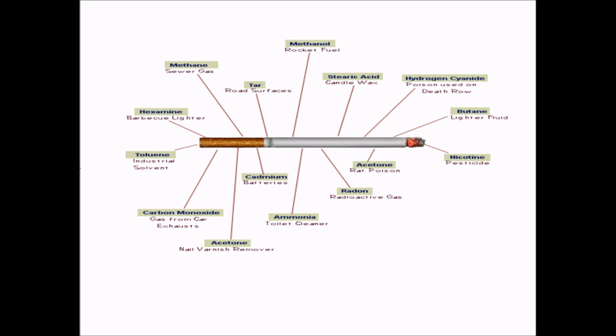Toluene, which is an industrial solvent. Hexamine, which is used in barbecue lighters. Methane, which is a sewer gas. And tar, which is used on road surfaces. These are just many of the harmful chemicals that enter your body every time you smoke a traditional cigarette.